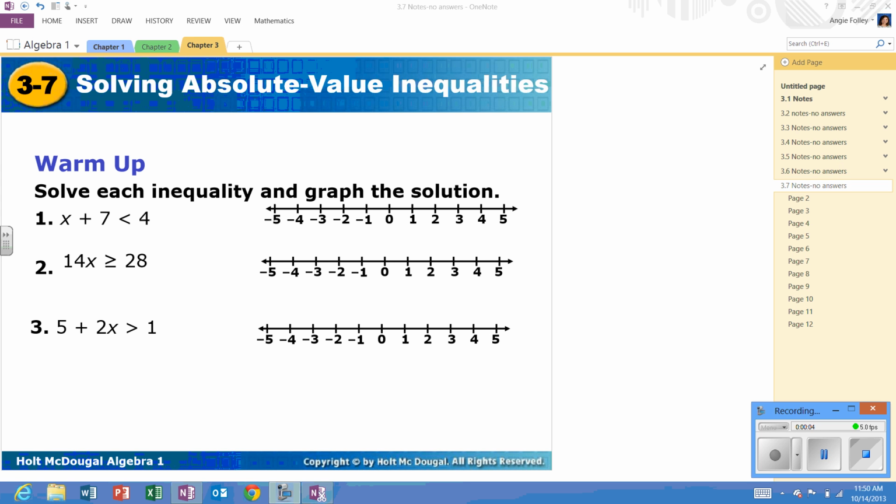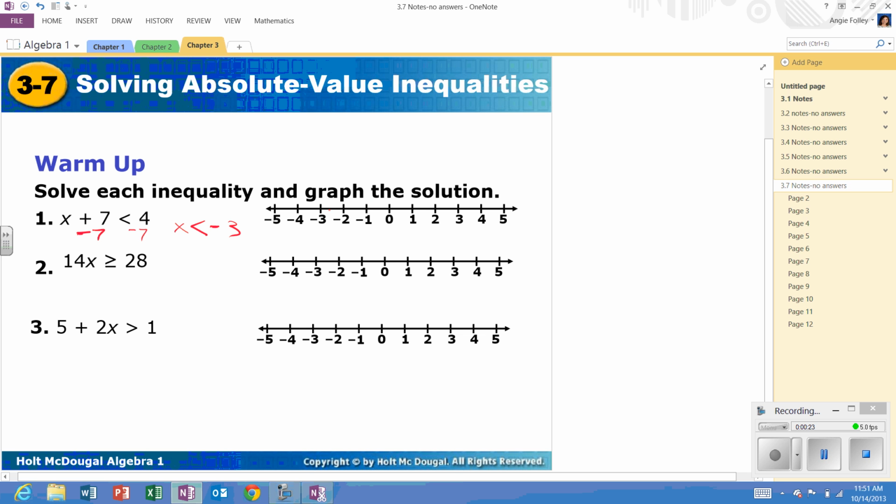Okay, so this is Algebra 1, Lesson 3.7. We're looking at solving absolute value inequalities. So let's do our warm-up first, okay? For this one, we're going to subtract 7 from both sides. So then we get x is less than -3 because 4 minus 7 is -3.